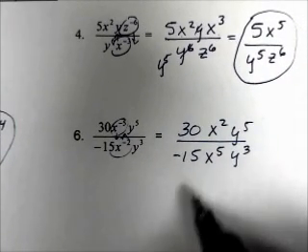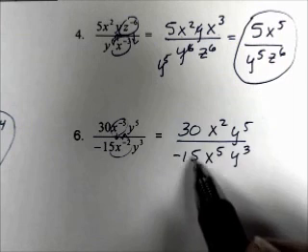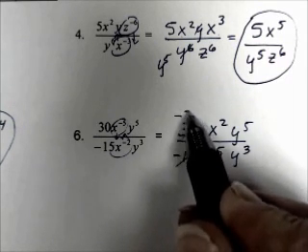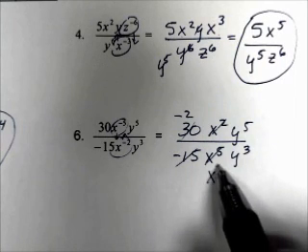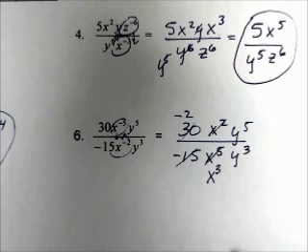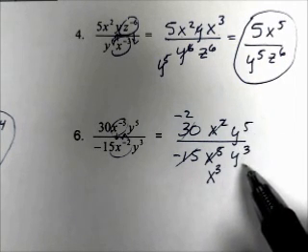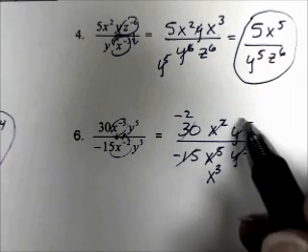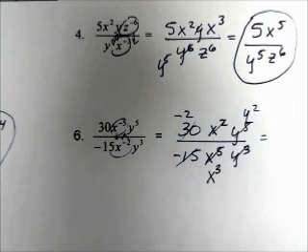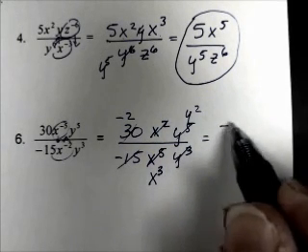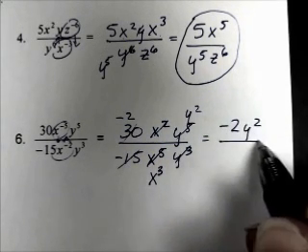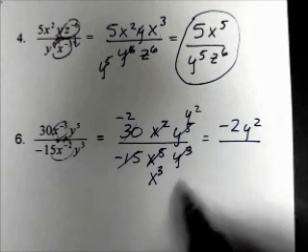And now reduce negative 15 into 30, negative 2 times. X squared, x to the fifth, x to the third in the denominator, y to the fifth divided by y to the third, y squared in the numerator. So negative 2y squared over x to the third.